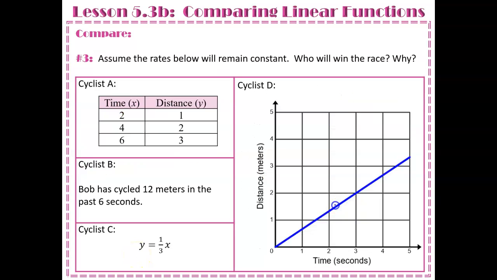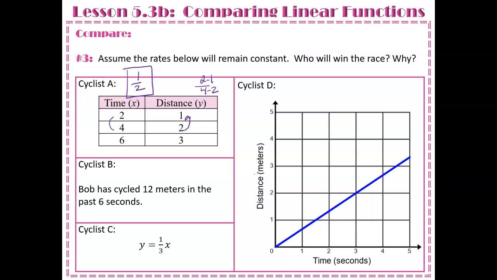All right, number 2. Assume the rates below will remain constant. I know this is impossible because you get tired and you go slower, but we're just assuming they're going the same rate every time. Who will win the race and why? So what we have to do for each of these cyclists is find their rate. Here we have a table, so we can use wine glass, 2 minus 1 over 4 minus 2 gives us a rate of 1/2.